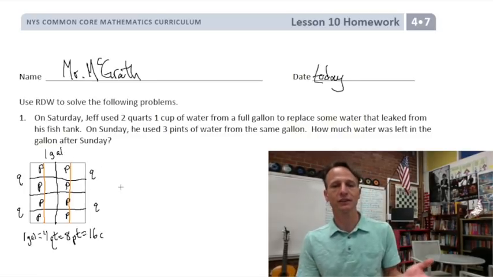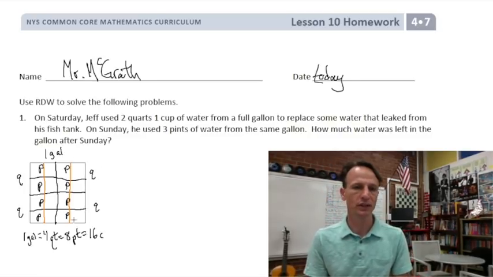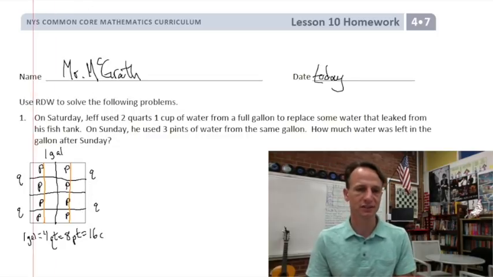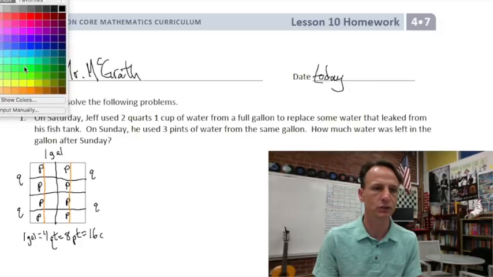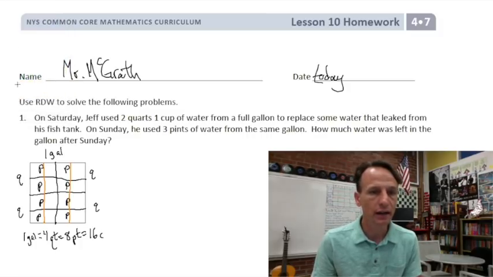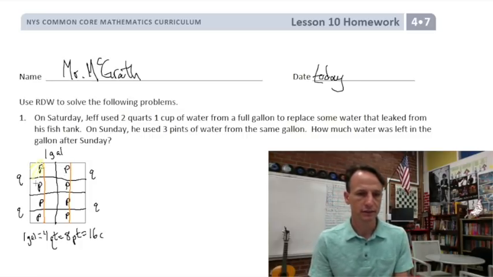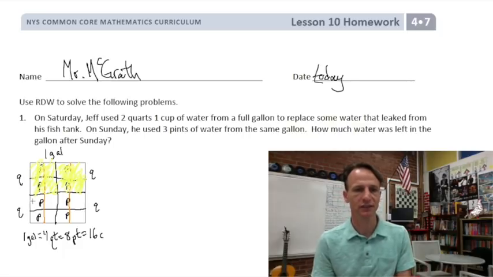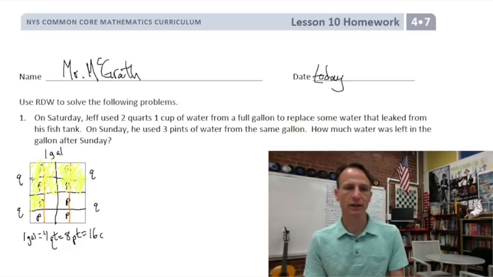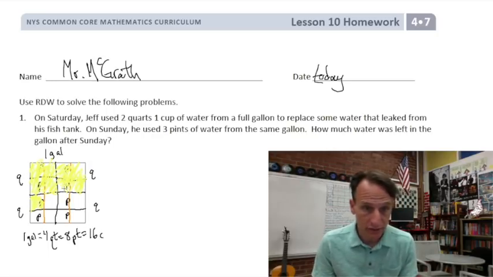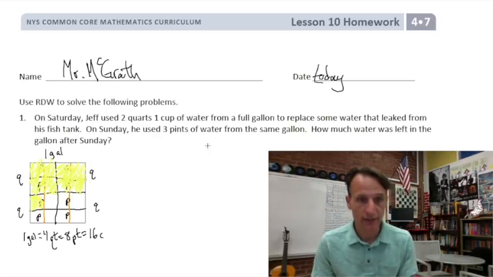So Jeff, oh, hey, look, this will work for what we're doing here as well. So he uses 2 quarts and 1 cup. Okay, so let me get a new color going here. How about, let's use a nice tame yellow. So look, here's a quart. So he uses 2 quarts. So here's 1, and here's another quart. I'm just going to scribble them out right over all that mess there. So he used up 2 quarts, and used up 1 cup. All right. Make my scribbling a little better there. So that's how much he's used.